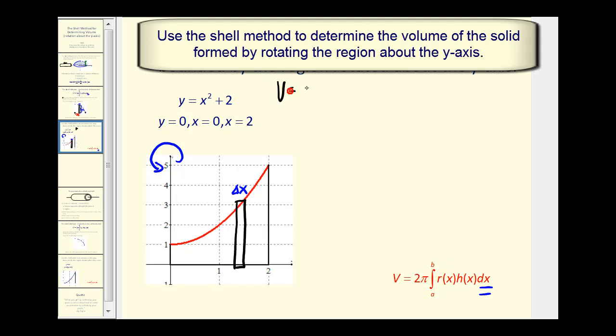We have the volume is equal to 2 pi. Since we're integrating with respect to x, we know that a would be 0 and b would be 2 along the x-axis. Next, we want the radius function. Well, the radius function would be the distance from the axis of rotation to the center of the rectangle. That would be that distance here. And this distance would just be x, times the height of the rectangle. Well, the height would be the distance between the function and the x-axis. And this would be equal to y, and y is equal to x squared plus 2. And then we're integrating with respect to x.